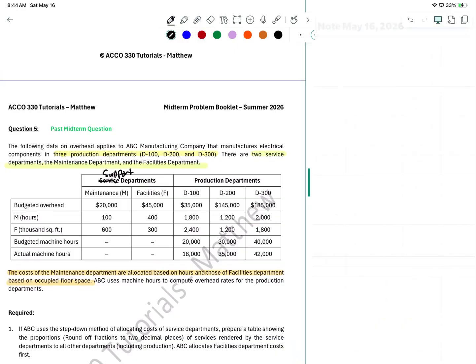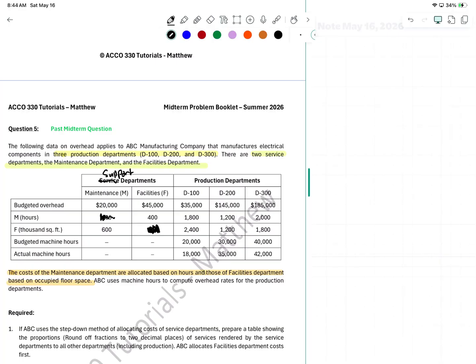Now, look at this here, guys. Maintenance allocates based on hours, right? Now, the fact here that there's 100 hours allocated to maintenance, so maintenance allocates 100 hours to themselves. Do you guys think this should be considered in our allocation basis? No, cross that off. And same thing for facilities, right? Facilities allocates based on 1,000 square feet, and 300 square feet is allocated to facilities themselves. Guys, when you're allocating, you can't have self-allocations.